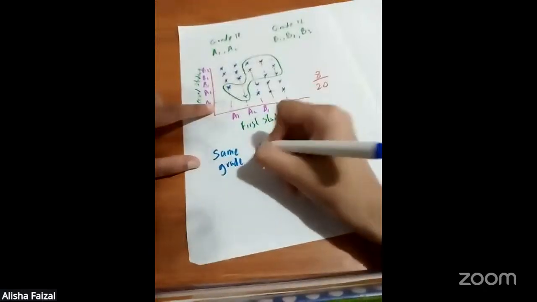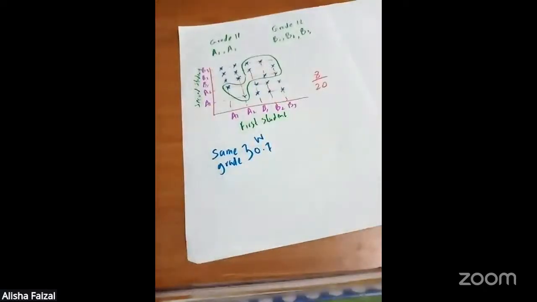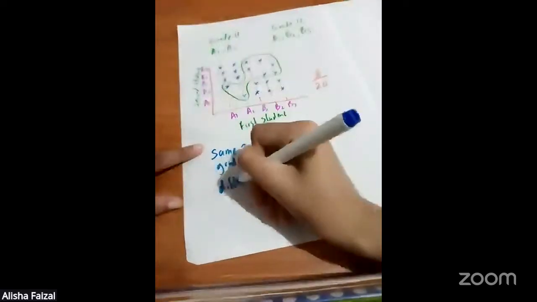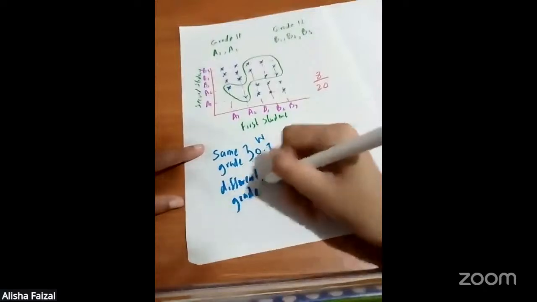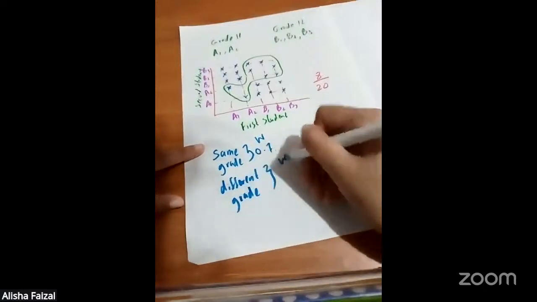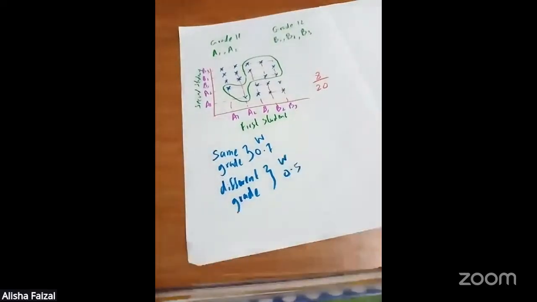Is 0.7. Winning probability, we write as W. And when they are from two different grades, the probability of them winning the competition is 0.5. Different grades. Winning is 0.5.